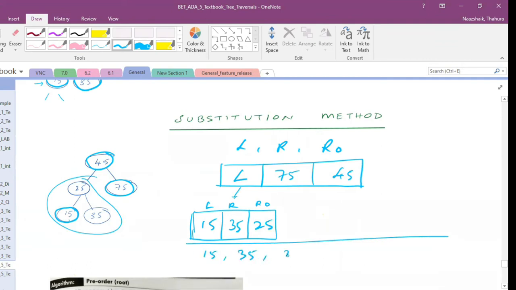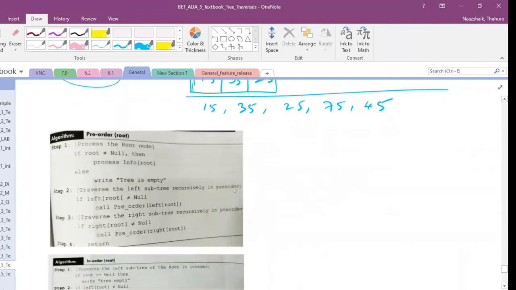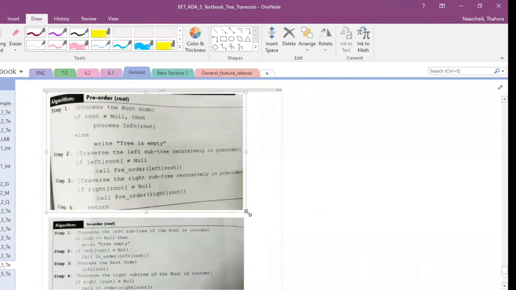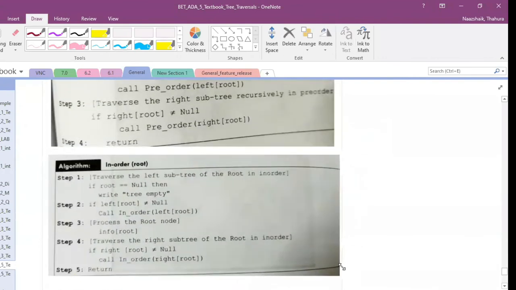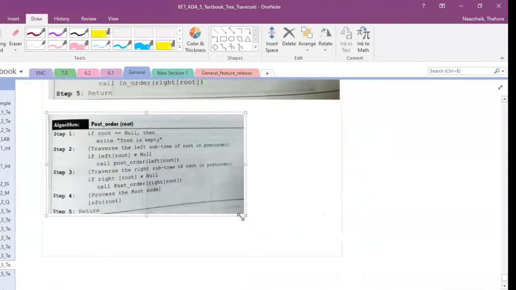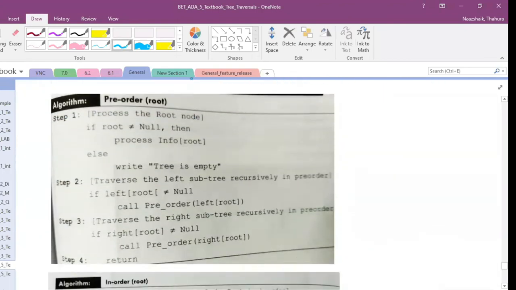25, 75, 45. Okay. These are what is there in your algorithm if they ask you to write. Like I said, we use recursion in all three methods. The algorithm is very straightforward. Okay, let's look at that.